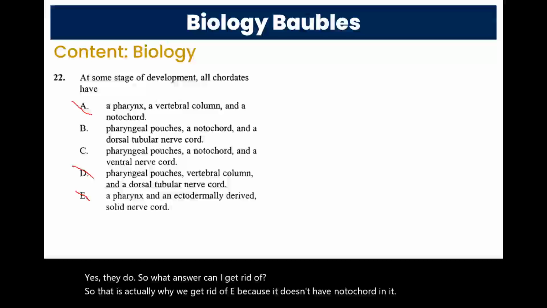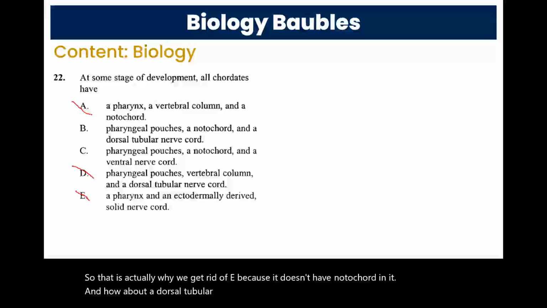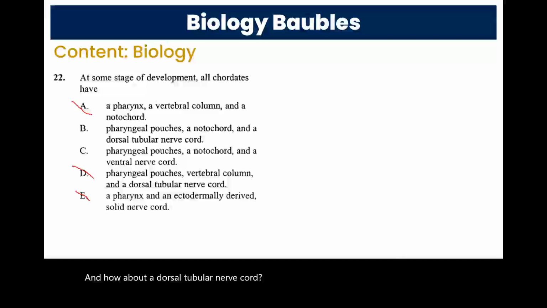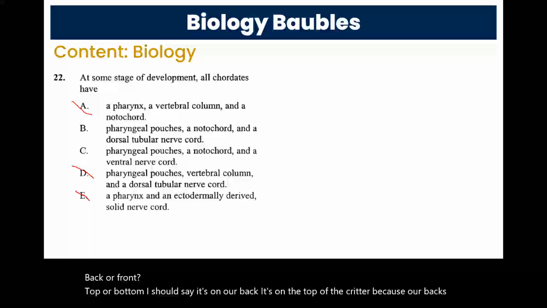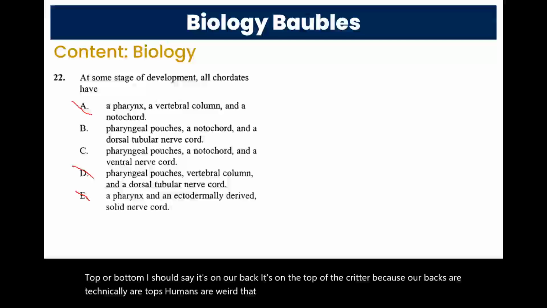And how about a dorsal tubular nerve cord? Yes, because the other possibility is ventral. Where's dorsal? Back or front? Top or bottom, I should say. It's on our back. It's on the top of the critter, because our backs are technically our tops. Humans are weird that way. And so, yeah, B is our best answer. Boom. So deal with them one term at a time.